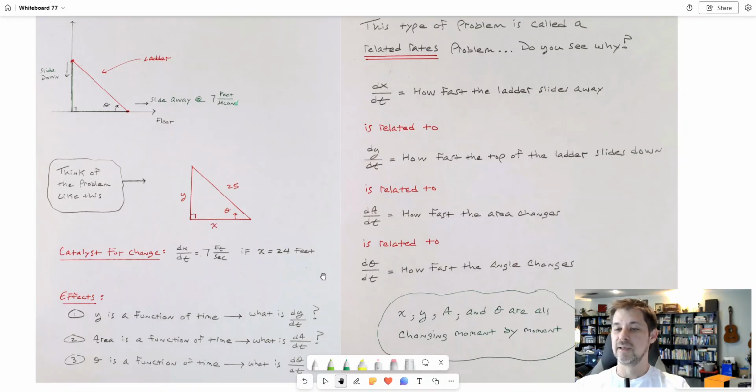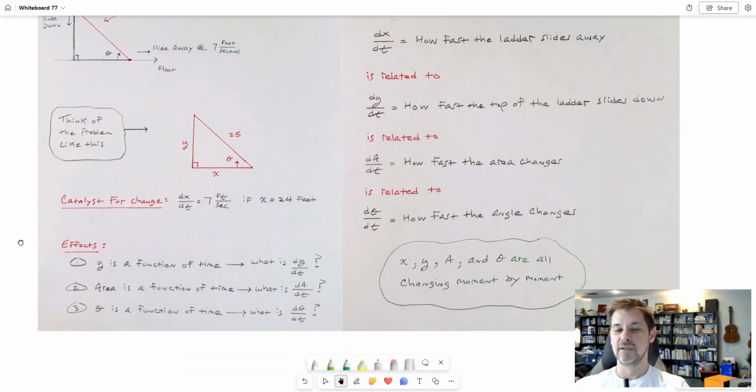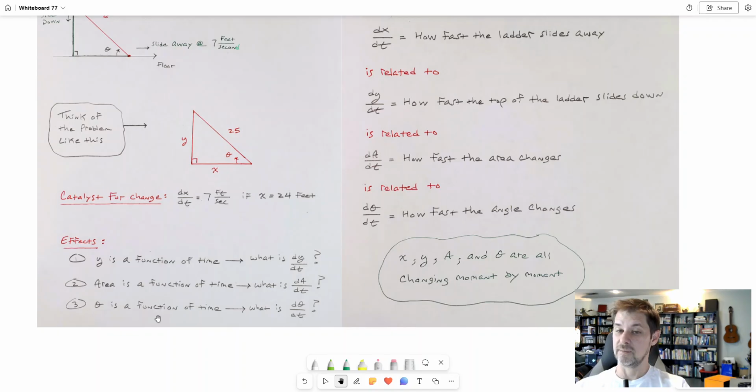So that's the catalyst for change in the situation, but here's those effects that I wanted you to think about, okay? Y becomes a function of time. Okay, remember if X gets bigger, Y's got to get smaller moment by moment. And so I guess you could solve for dy over dt, which is what? How fast the top of the ladder is sliding towards the floor as a result of the base sliding away. Okay, so that's out there somewhere to be solved for.